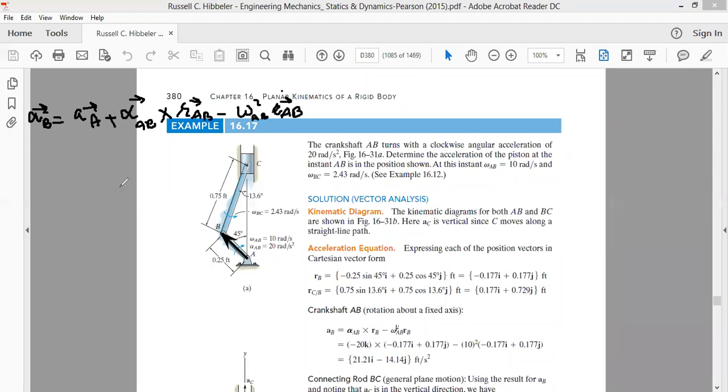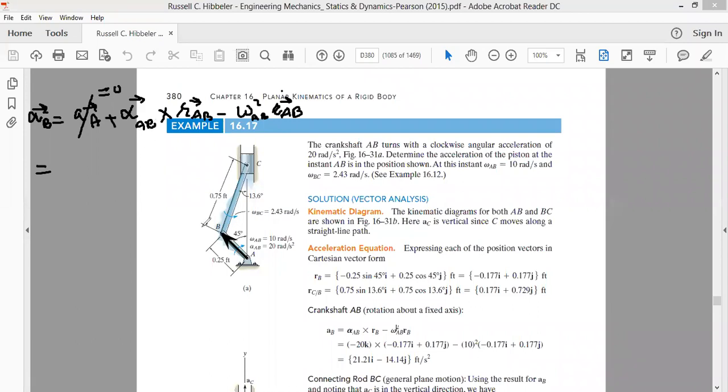Now, we have to find the acceleration of B. As far as the acceleration of A is concerned, point A is fixed. Point A does not translate. Point A has no motion at all. It does not translate along the x-axis, y-axis, or z-axis, so it does not have a motion at all. Therefore, the acceleration of point A will be equal to 0.